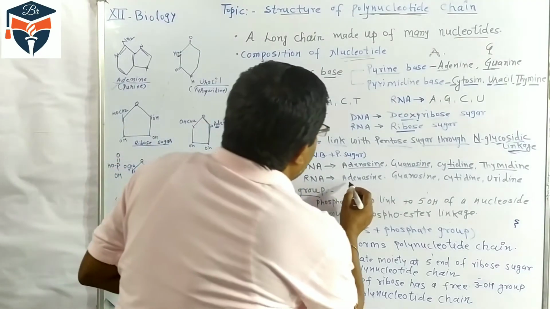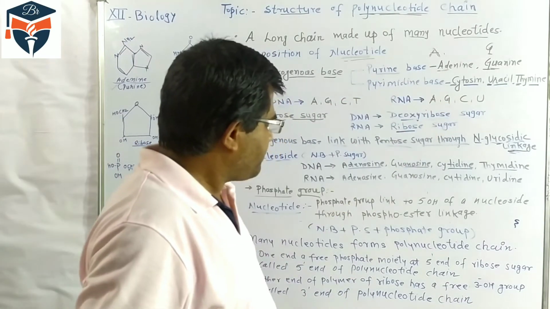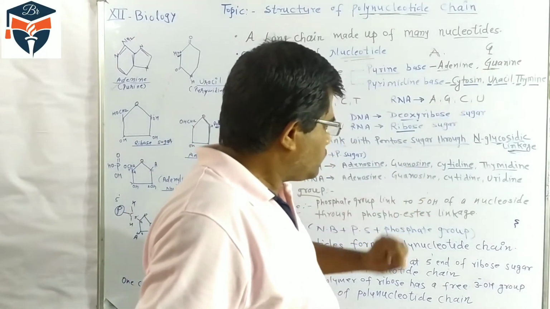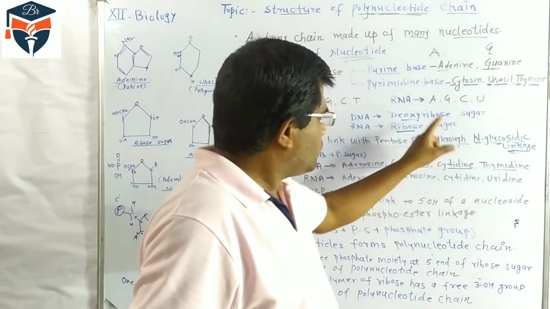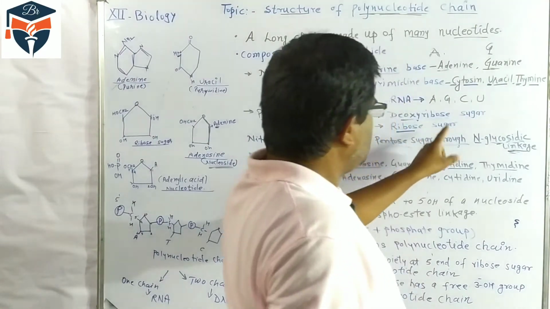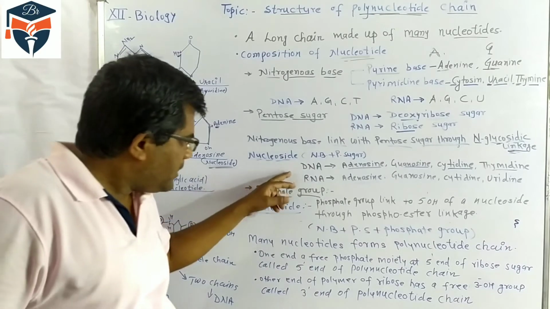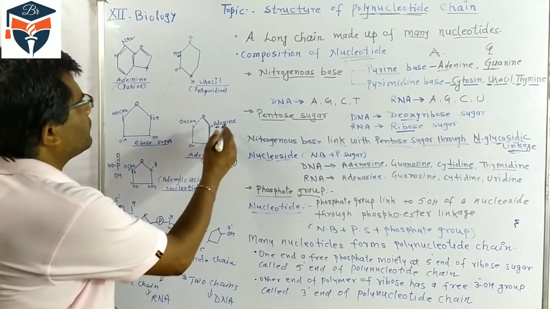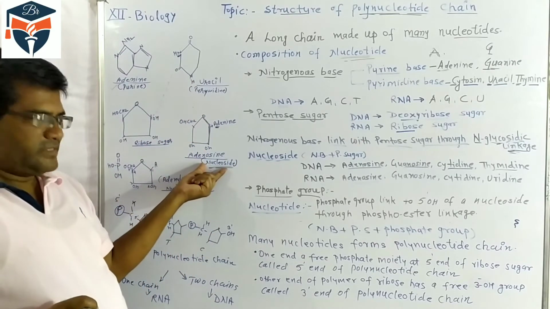RNA also has adenosine. What will be different? Adenine plus ribose sugar. Guanosine, guanine plus ribose sugar. Cytidine, cytosine plus ribose sugar. And uridine, uracil plus ribose sugar. So these are the nucleosides of DNA and RNA. So one nitrogenous base and one ribose sugar, they form the nucleoside.